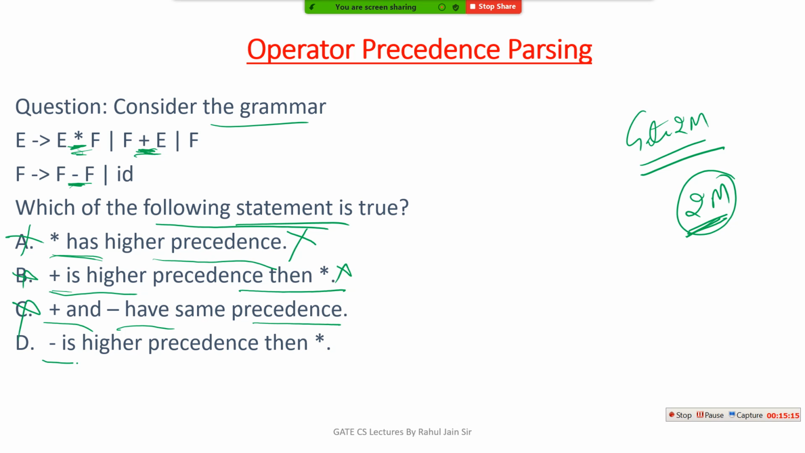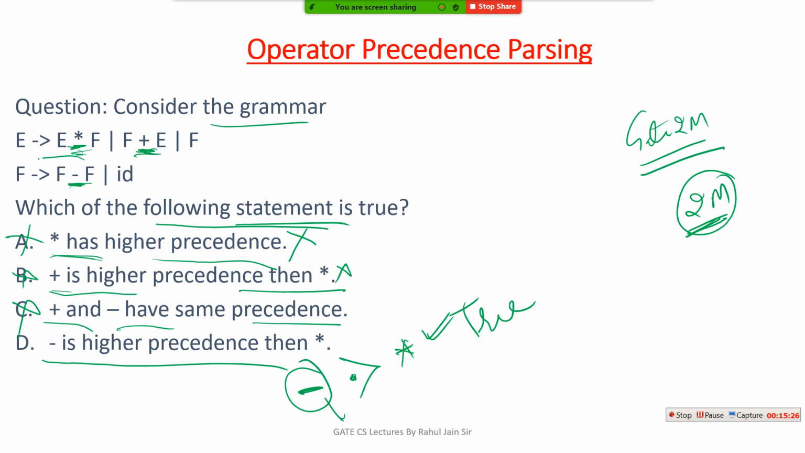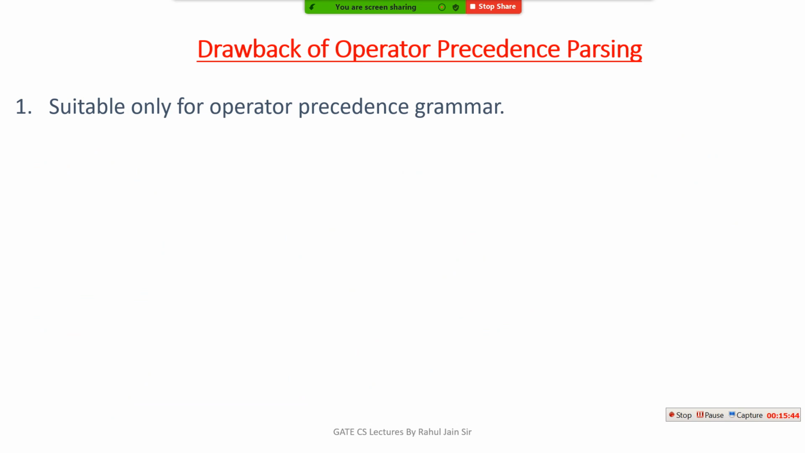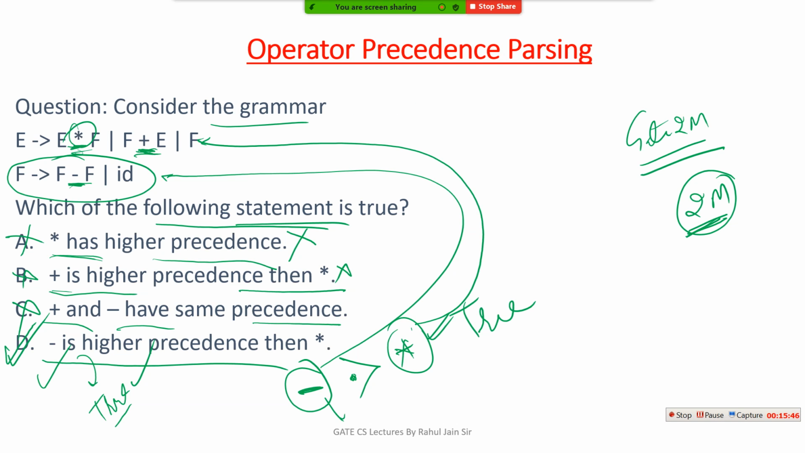And next is subtraction, minus has greater precedence than star. It is true. Why is it true? Because this minus exists on the lowermost side, and this multiplication symbol exists on the upper side. That is why the lowermost side terminal has higher precedence. That is why it is true. So option D is true, guys. Okay, so option D is the right answer, guys.